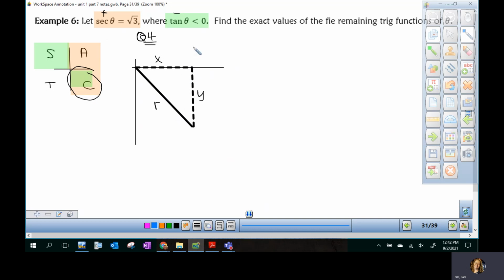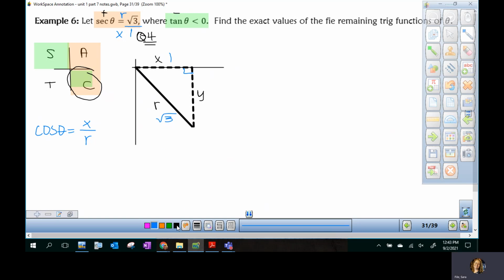So I sketch my triangle in quadrant 4, and I've labeled X, Y, and R. Now, if cosine is X over R, what is secant? R over X. So this number that they're giving us is R over X, but there's no denominator. So I'm going to put an understood 1. So that is R and X. I'm going to label that on my triangle. X is 1, R is square root of 3.